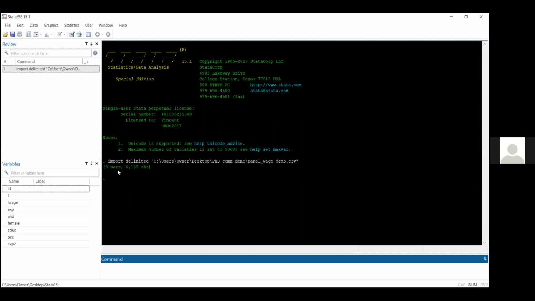So here it is. It's telling me I have 9 observations and 9 variables. You see this window of variables has now come up, and my variables are now listed here. I can browse or edit.